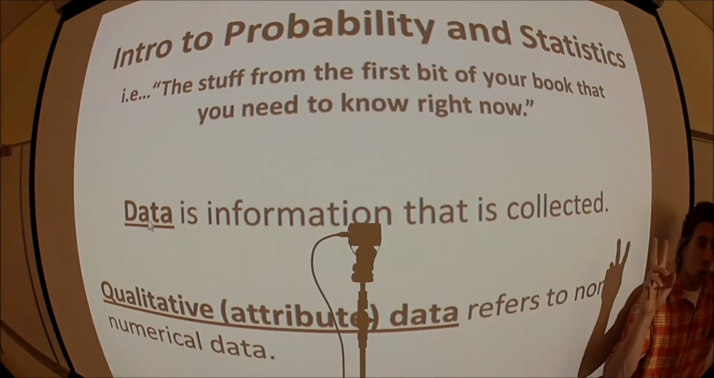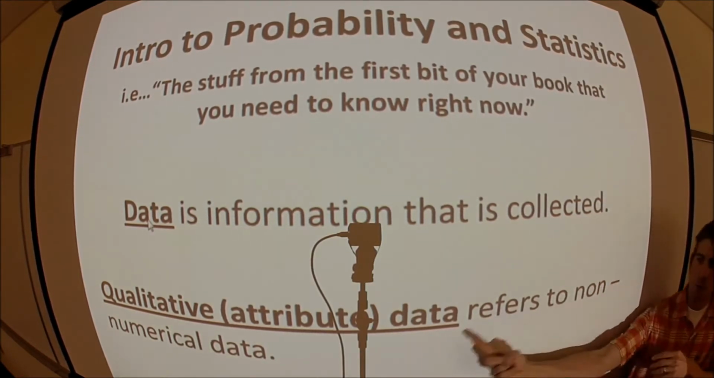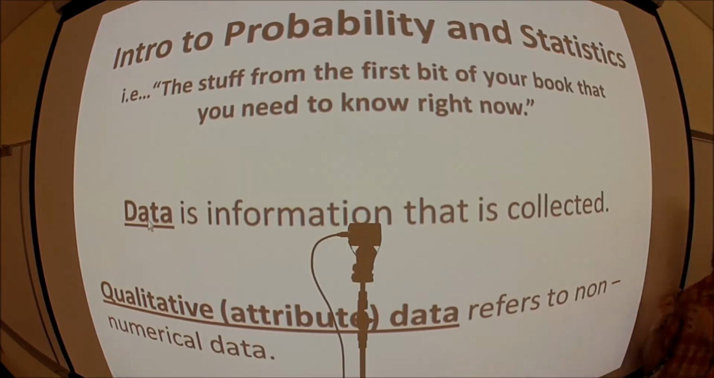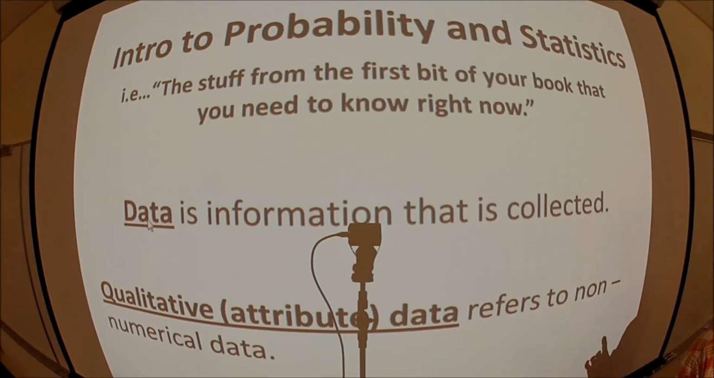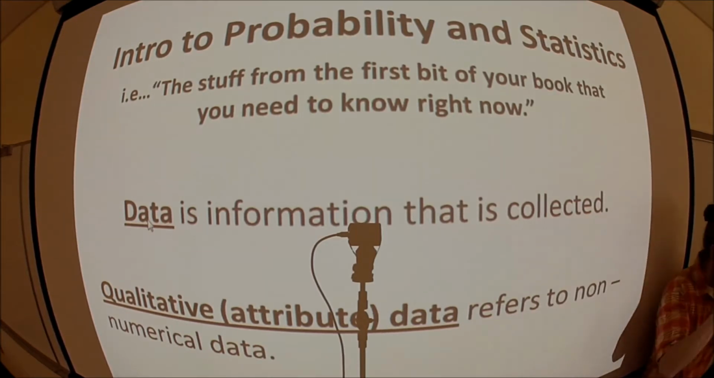1 means strongly disagree. That's a non-numerical data point. 7 means strongly agree. That's a non-numerical data point. And that's an issue with Likert data. But it's used, and it's useful. You gotta be careful what you do with it though.